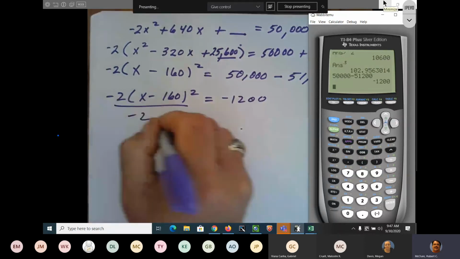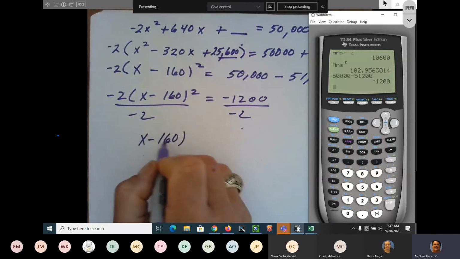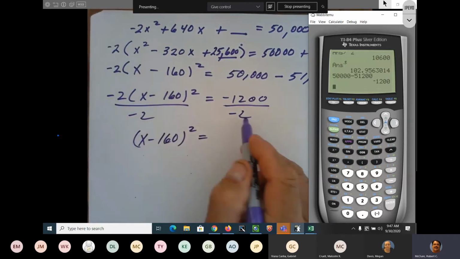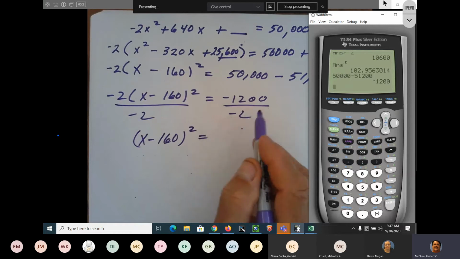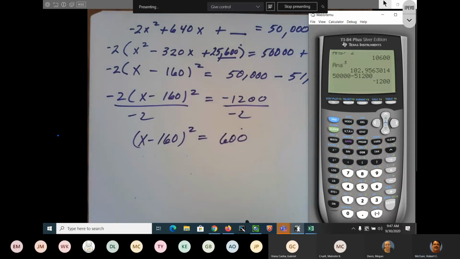Divide by negative 2. x minus 160 quantity squared is equal to negative 1,200 divided by negative 2. That's going to be positive 600, right? And then square root of 600.